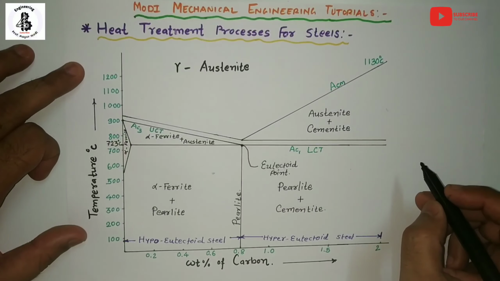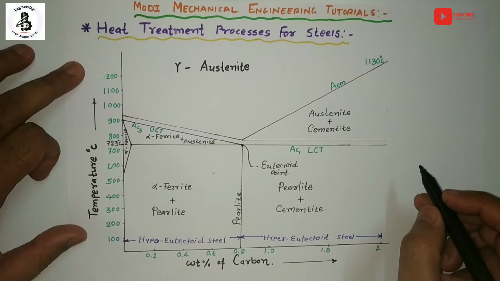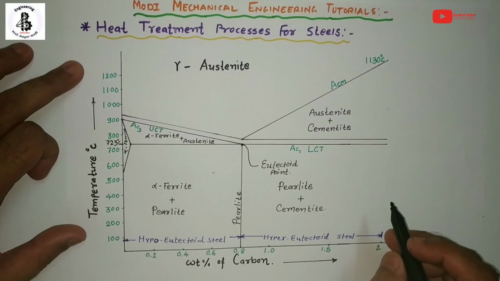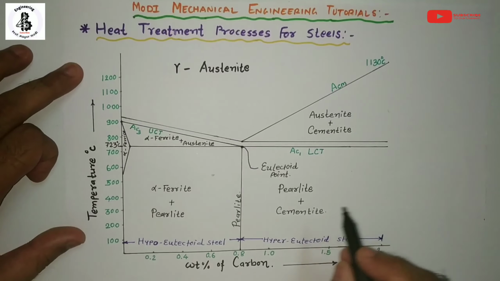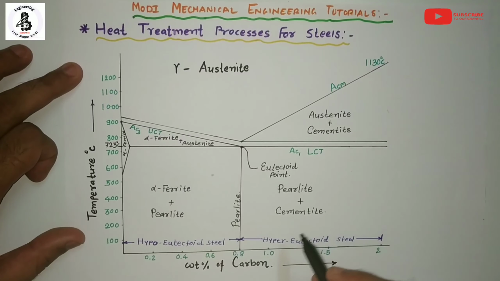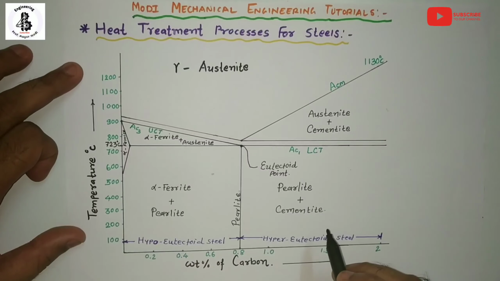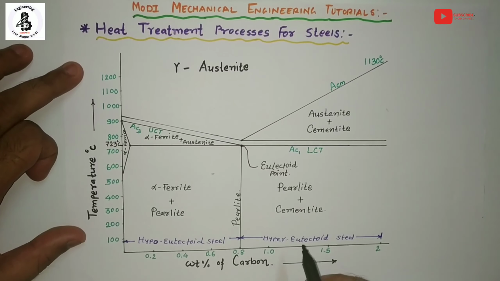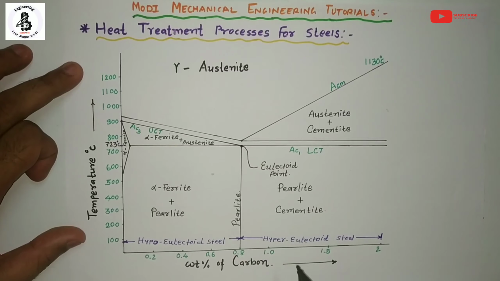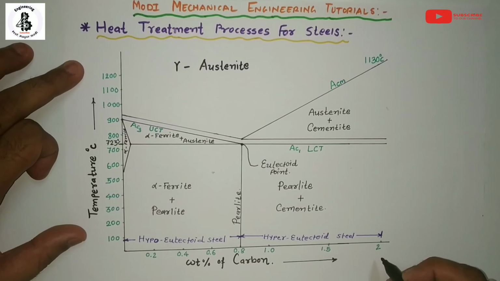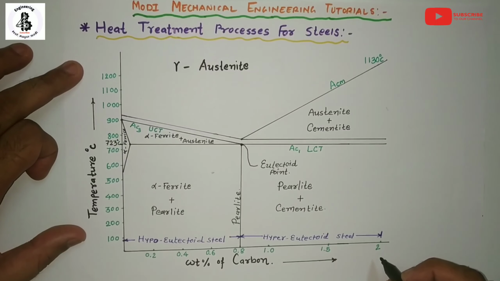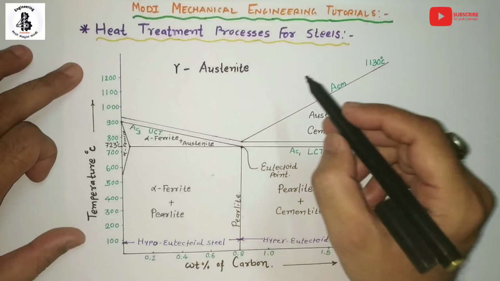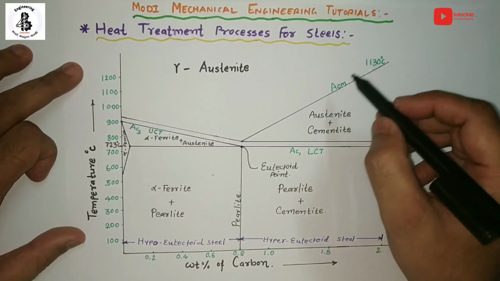In this video, I would like to explain heat treatment processes for steels. Before starting the heat treatment process, there will be a general layout of the heat treatment process chart. Basically, that will be related to the iron carbon diagram for up to 2% of carbon present in the steels, because heat treatment processes are applicable to steels.